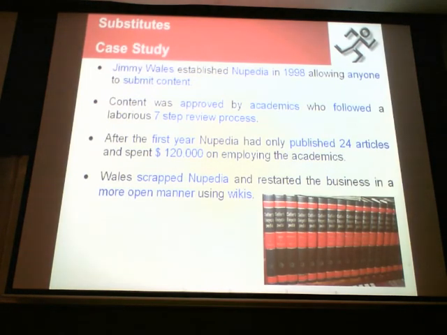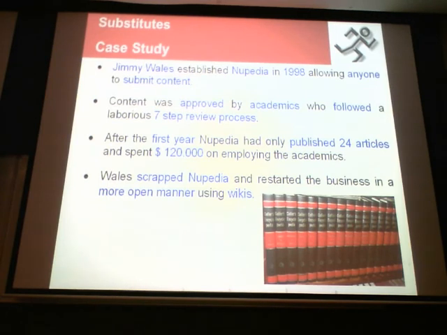So a case study and then we'll have a break for 15. Jimmy Wales established Nupedia in 1998, allowing anyone to submit content. Content was approved by academics, well that was a mistake, who followed a laborious 7-step review process. After the first year, using his academics, they published 24 articles. It cost him $120,000 to do that, employing the academics. He decided this is not going to go anywhere.